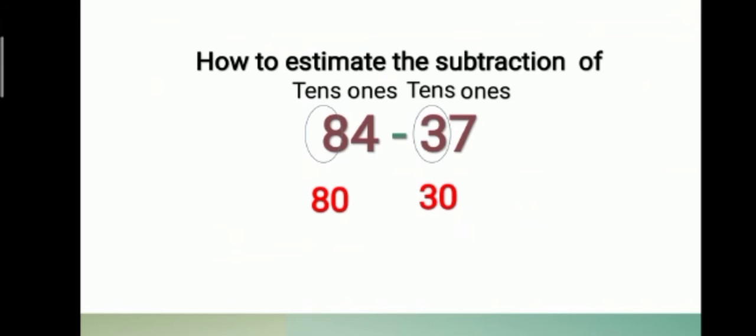Okay, here, how to estimate the subtraction. We took the addition. And how to estimate the subtraction of 84 minus 37. It's the same. So we are going to put 0 in ones and we will write 8 in tens, minus 3 in tens and 7 will be 0.